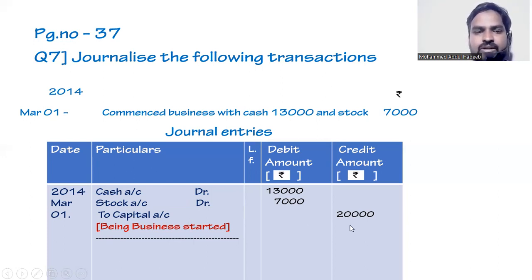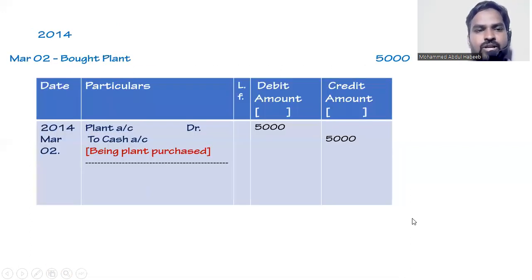Whatever has been the investment done in the business, it will be termed as capital, and the narration will be being business started. So our first journal entry on 2014 March 1 is cash account debit 13,000, stock account debit 7,000, to capital account 20,000, and the narration is being business started. After completion of the journal entry, we'll draw a line like this in the particulars column. Coming to our next transaction, which is on 2014 March 2nd.